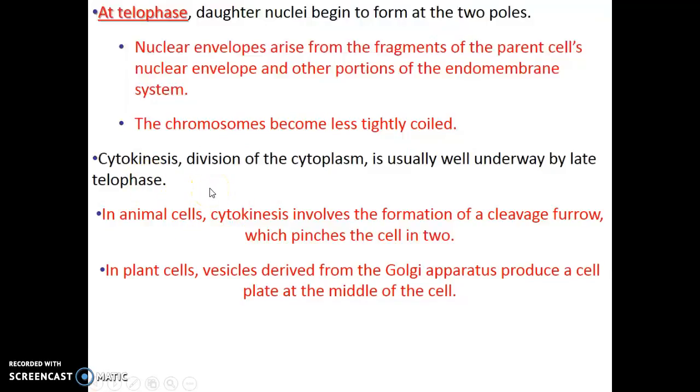What cytokinesis does is cleave the cell, pinching it so that each one divides. In animals, cytokinesis involves the formation of a cleavage furrow, which pinches the cell. In a plant cell, vesicles derived from the Golgi apparatus produce a cell plate at the middle of the cell.